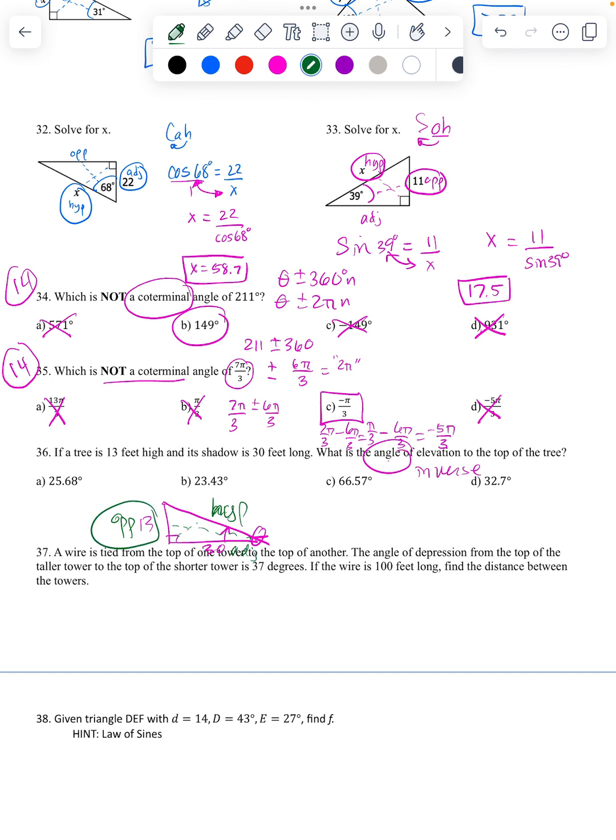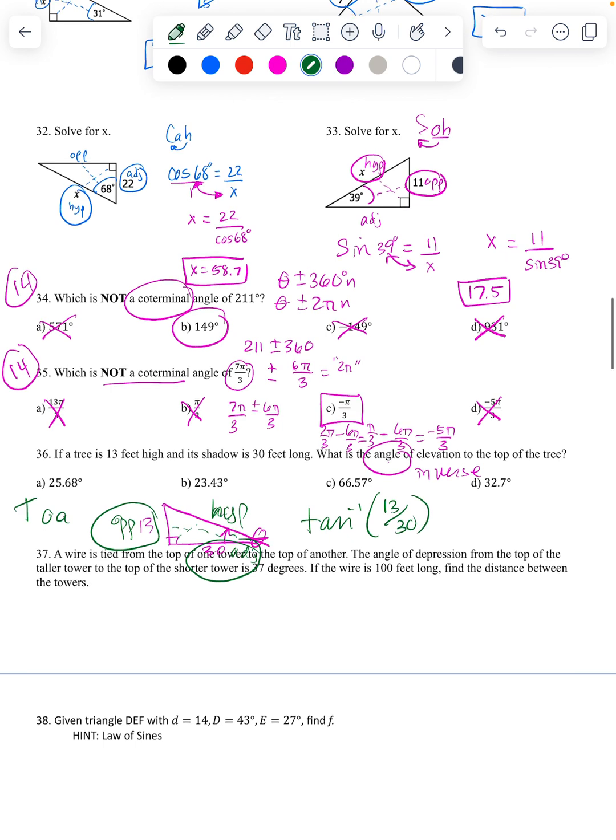So this question involves opposite and adjacent, and if you have opposite and adjacent, you're dealing with tangent. But I'm not trying to find a side. I'm trying to find an angle. See, now the choking is going to begin. So I have to do tangent inverse and tell my calculator what the opposite over adjacent is. And when I do tan inverse of that, I get about 23.43, and that is B.